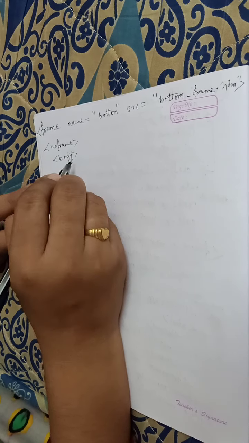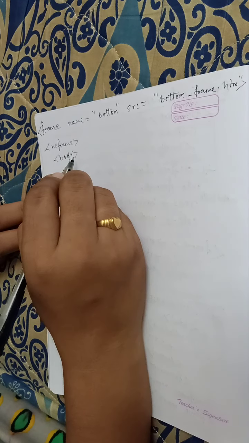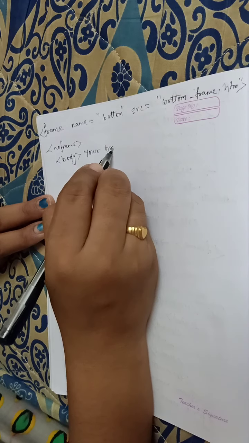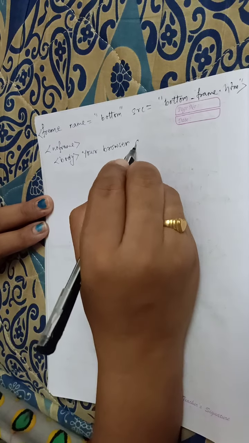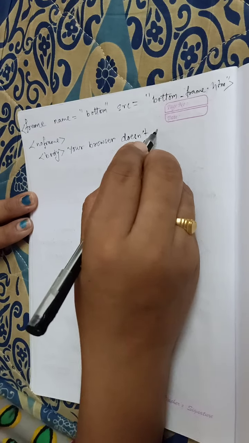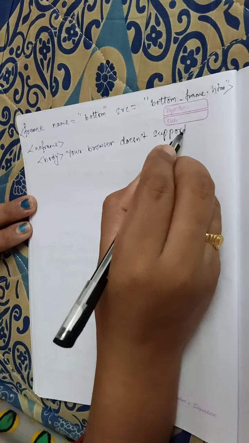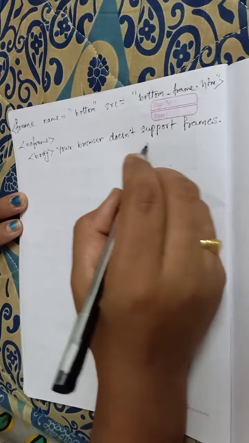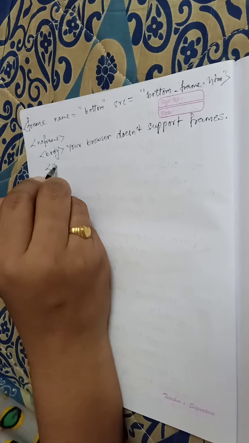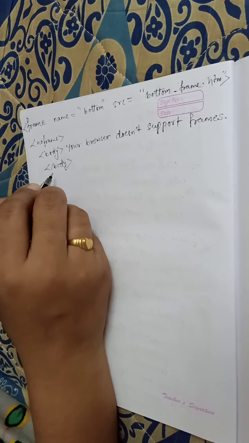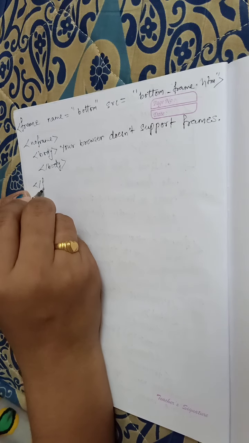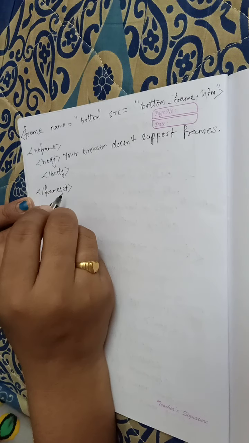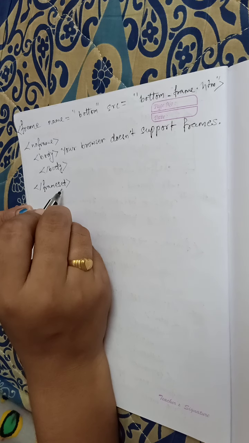The message which I want to be displayed on the browser is written using the body tag. So I can write here, suppose, your browser does not support frames. This message will be displayed for the user to have a better understanding about the problem, if there is any.